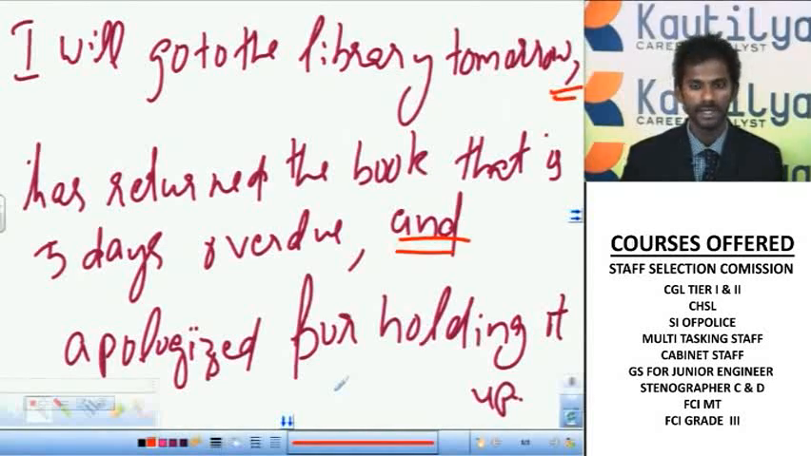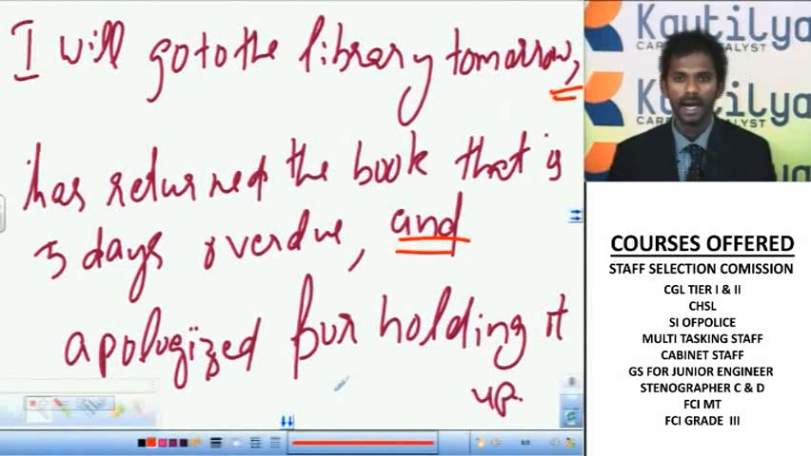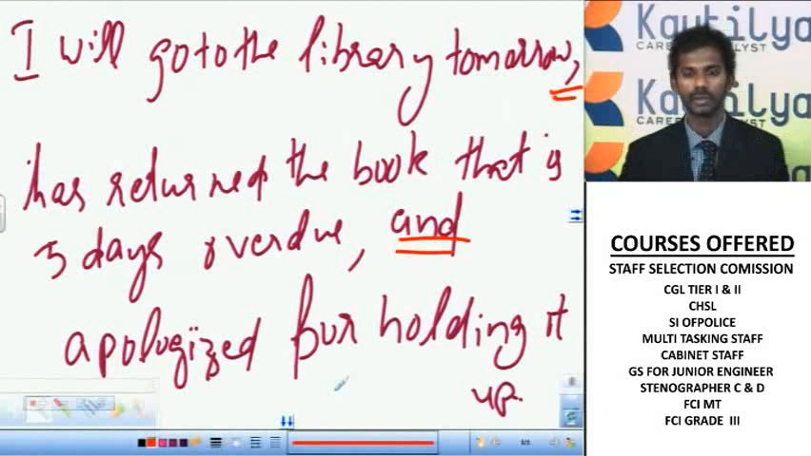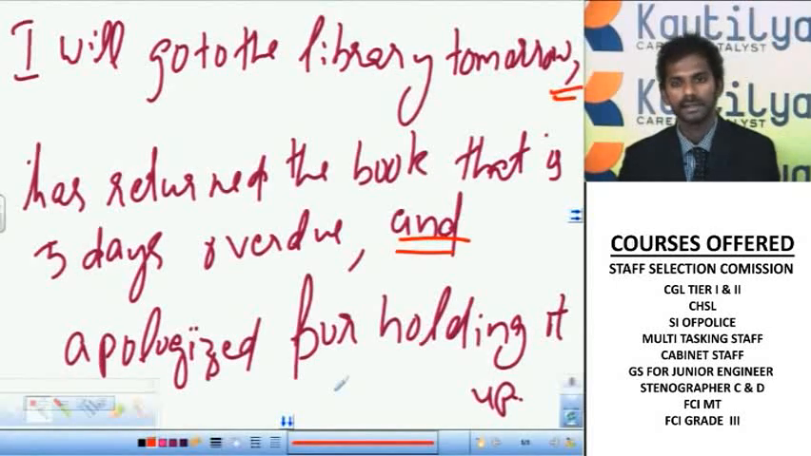Come to the first idea. I told you tense consistency means if one idea is in the present tense, all the ideas must also be in the present tense. Past same thing, future also same. First idea is I will go to the library tomorrow. That is which tense? Will appears in the future tense. We discussed this in tenses. So first idea is in the future tense. So the other ideas must also be in the future tense, right?